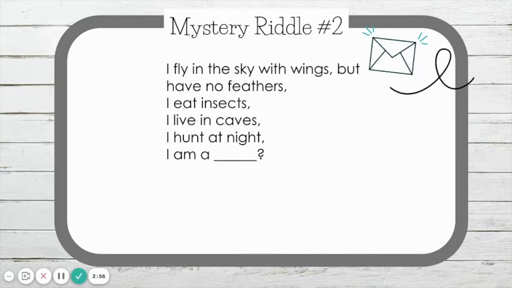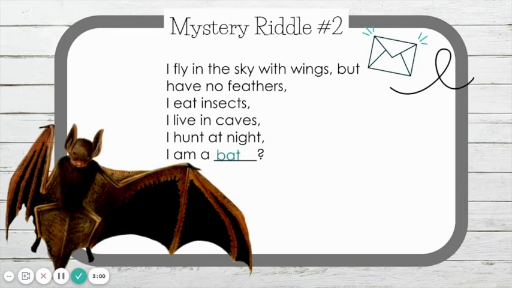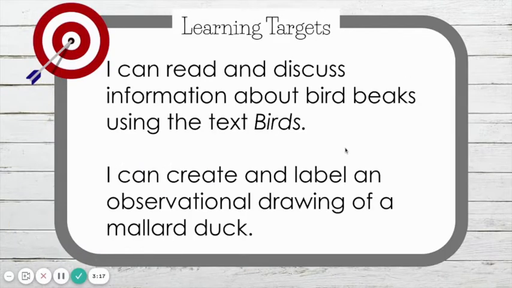1, 2, 3. A bat! Ooh, good job. That's right, a bat has no feathers, eats insects, lives in caves, and they hunt at night. Good job with our animal riddles. Hopefully now your brain is all warmed up and you are ready to learn.